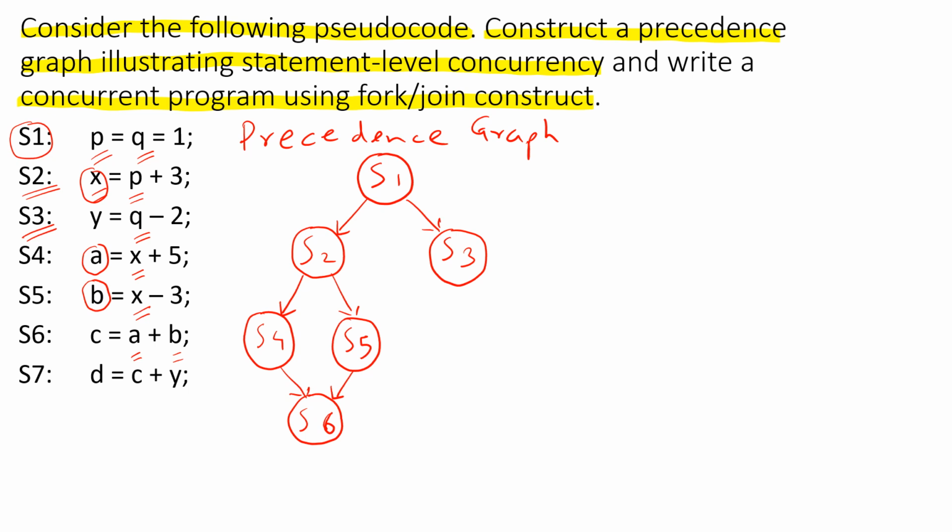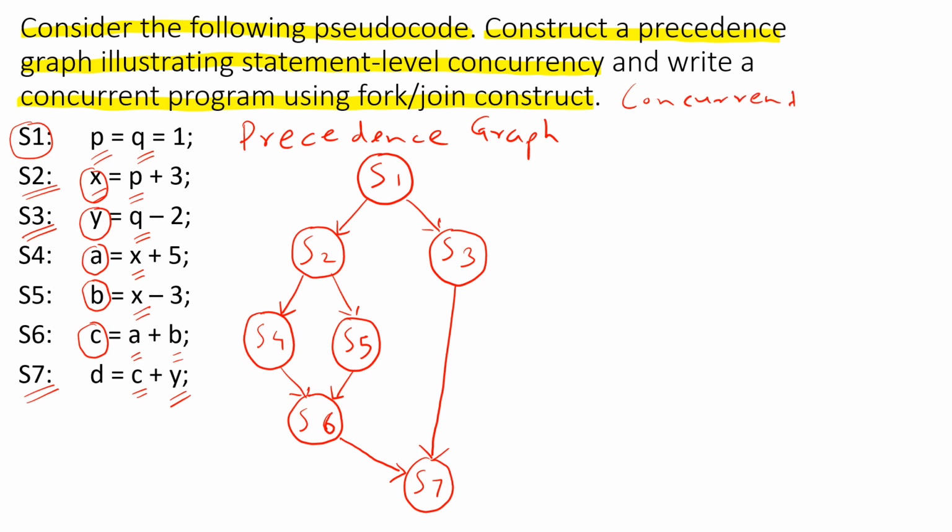And finally, statement 7 reads the value of c, which is modified by statement 6. So naturally statement 7 is dependent on statement 6, and statement 7 is also reading the value of y, which is modified by statement 3, right? So statement 7 is also dependent on statement 3. Statement 7 cannot run before you execute statement 6 and statement 3. Okay. Now after constructing this precedence graph, we will write the program.